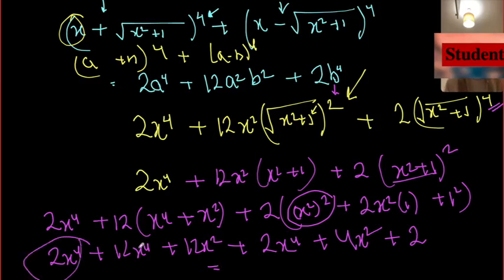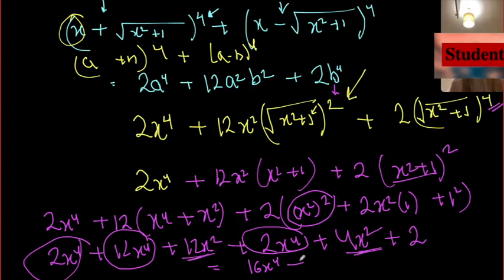So 2x to the power 4, 12x to the power 4, is that right? Yeah, here also 2x to the power 4. So I think it is 12, 16. Is it not 16? 16x to the power 4. 16x to the power 4, plus 16x square plus 2 is your final answer. Perfect. Okay. Thank you. Can you check the answer? Yeah, that's right.